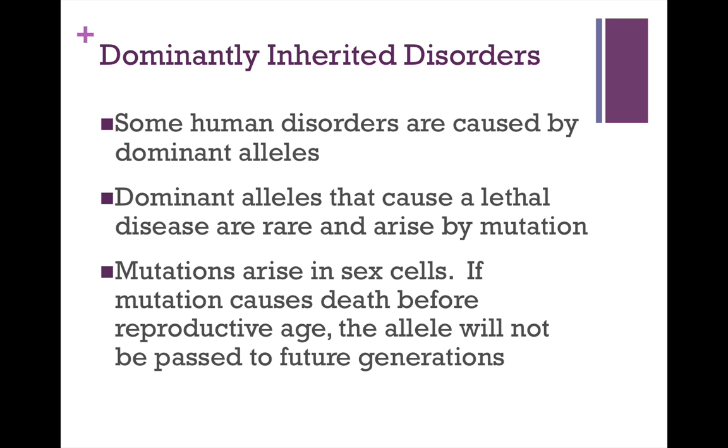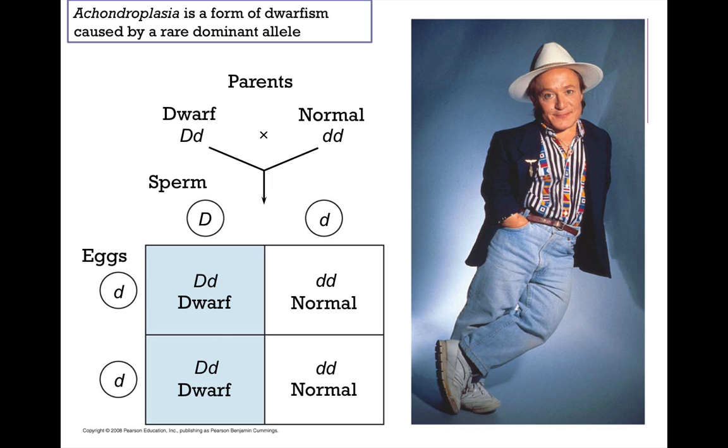Sometimes we have dominantly inherited disorders as well. Dominant alleles that cause a lethal disease are rare, and they typically arise by mutation. Those mutations happen in the sex cells. Now, if the mutation causes death before reproductive age, the allele will not be passed on to future generations. But there are some disorders that don't kick in until reproductive age has been met.